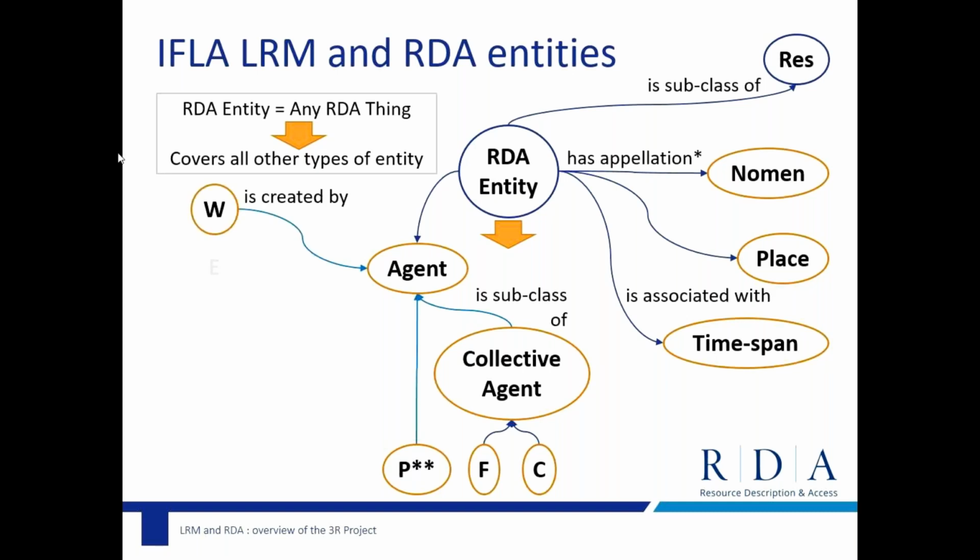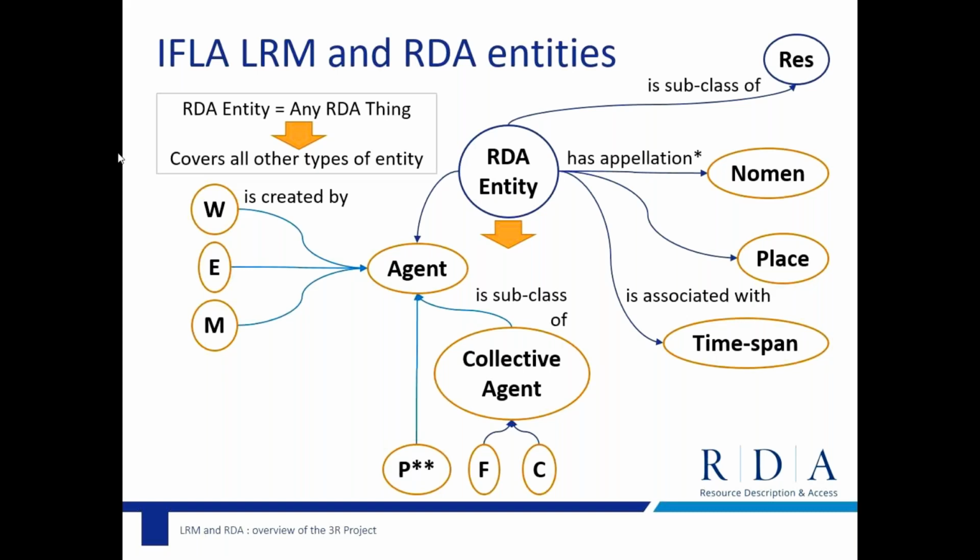Works, expressions, and manifestations now have creation relationships. This is nothing new. Publishers create manifestations, translators create expressions. What the model has done is really just clarified that and not reserved the act of creation to the intellectual act or conceptualization of a work.